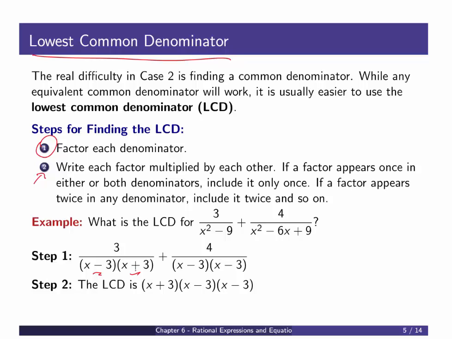If you look at this example right here, we have x squared minus 9, and then x squared minus 6x plus 9. Step 1 is to factor. So you factor, and this is what you get, these 3 terms. Take a look. What would be the lowest common denominator here? What's the LCM? Sorry, the LCD.